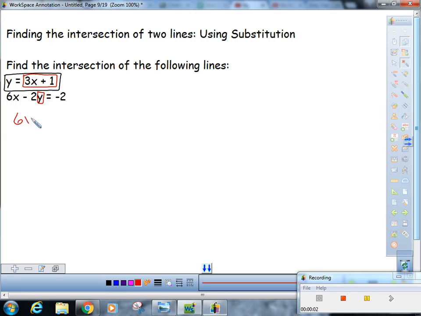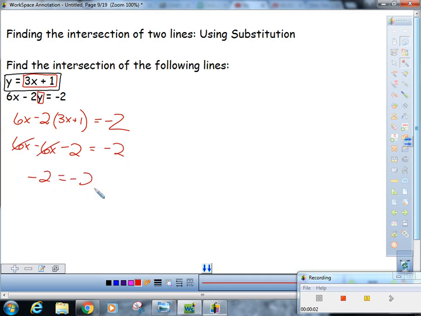So 6x minus 2 times 3x plus 1 equals negative 2. So I've just substituted that in, hence the word. And we got 6x minus 6x. Uh-oh. All right, let's see what happens here. Minus 2 equals negative 2. You get negative 2 equals negative 2.